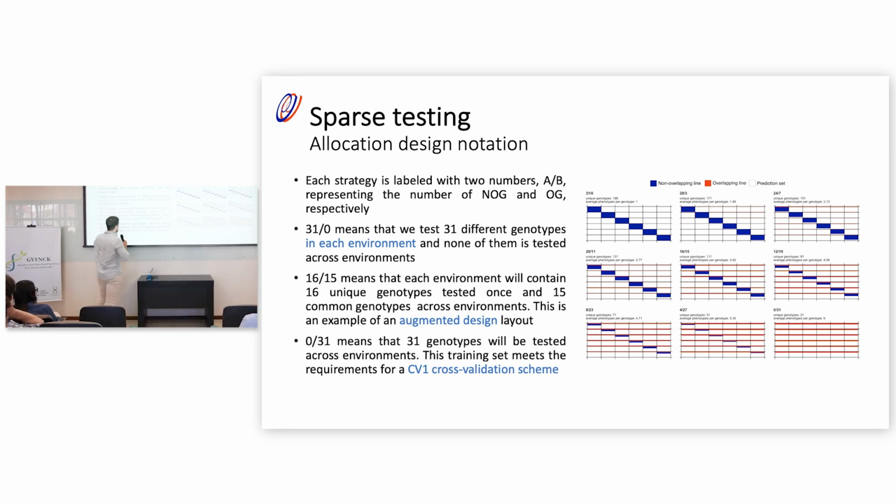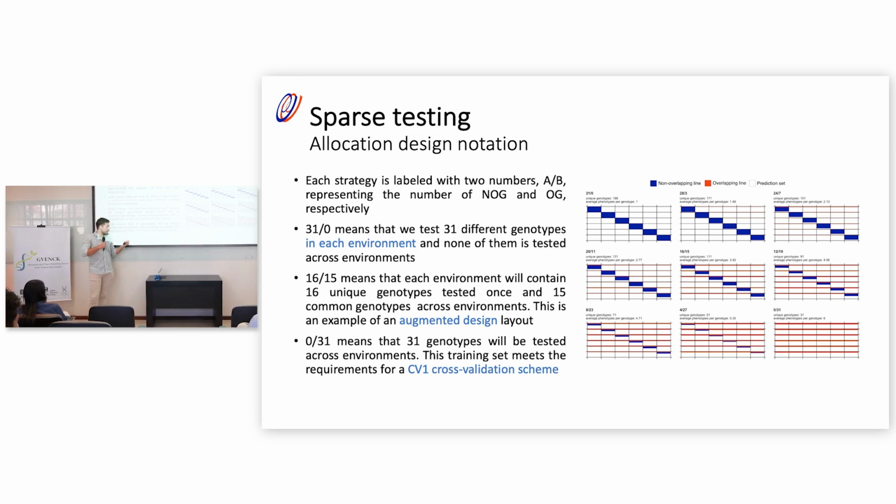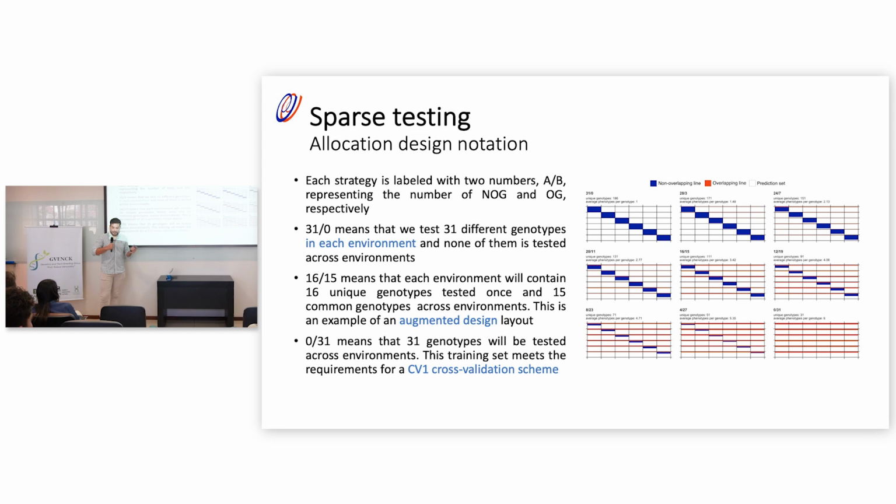So this last scenario, if you are familiar with genomic selection, is similar to a CV1 cross-validation scheme in which we predict genotypes in already seen environments, but genotypes that haven't been tested before.